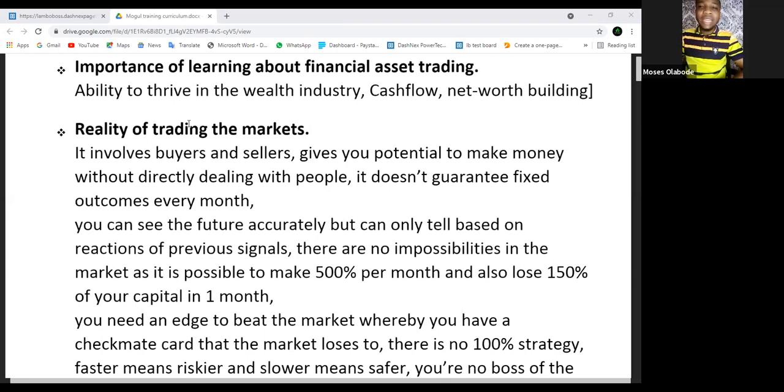And then another thing is this, the market doesn't guarantee fixed outcomes every month. So now imagine what happens to all those companies that give fixed ROI every month. You can only see them prosper for so long, but it's not sustainable. There are many of them that have actually collapsed, right? The most recent one was the Rockstarly business, right? And it's down already.